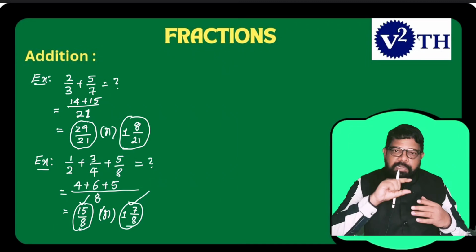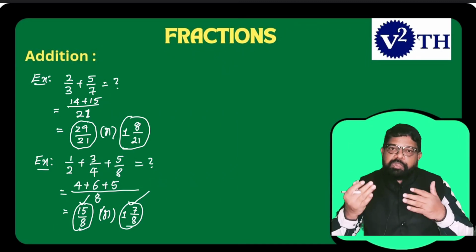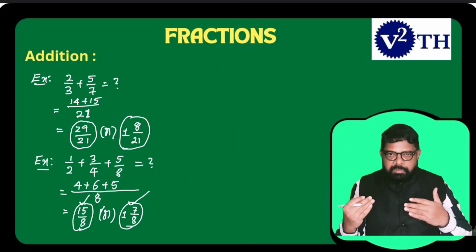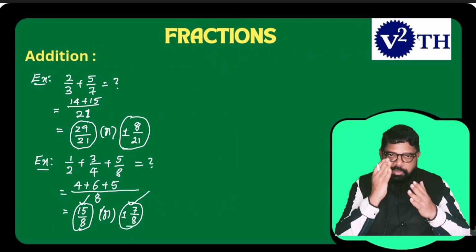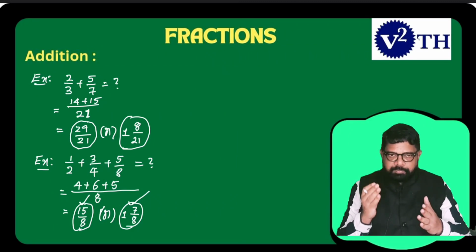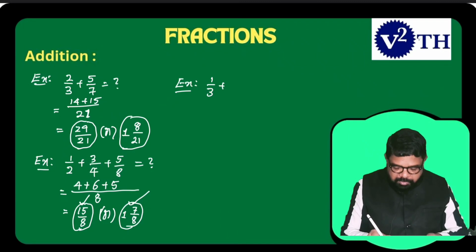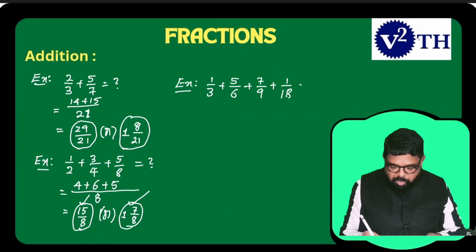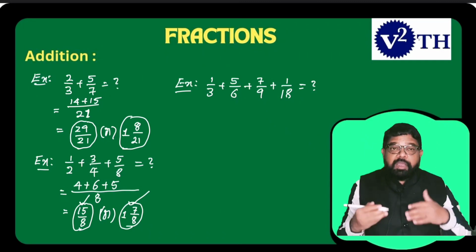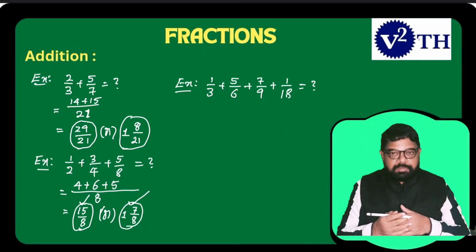What is the strategy? Calculate the LCM of the denominators, and take that in the denominator. Numerator, how can you get? Each and every fraction is multiplied by the LCM, and the denominators get cancelled. Now I will explain one more example. Suppose it is 1 by 3 plus 5 by 6 plus 7 by 9 plus 1 by 18. With more than 2 fractions, it may be 3 or 4 or 5, any number of fractions.